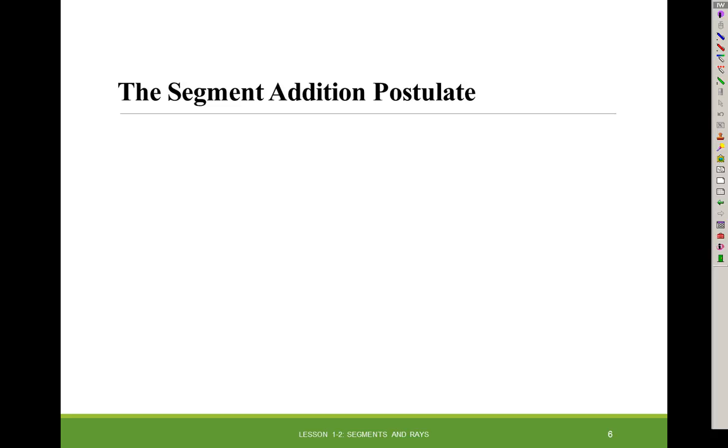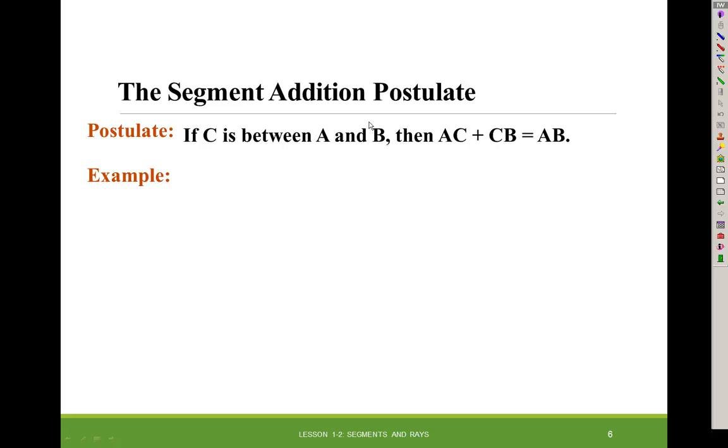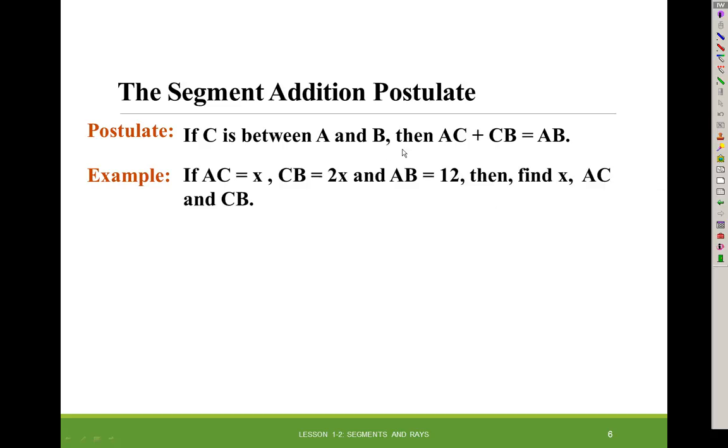The segment addition postulate. The definition is that if C is between A and B, then the measure of segment AC plus the measure of segment CB equals the measure of segment AB. The parts of the segment add up to equal the whole segment. So let's do this example. If the measure of segment AC is x, the measure of segment CB is 2x, and the measure of segment AB is 12, then find x, find the measure of segment AC, and find the measure of segment CB.